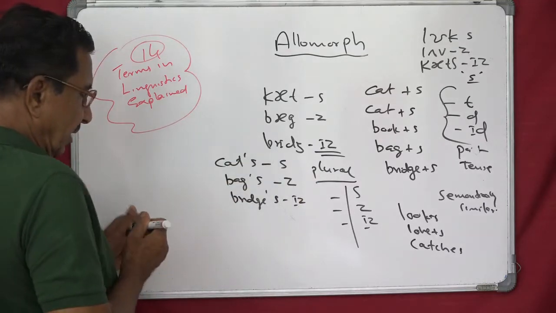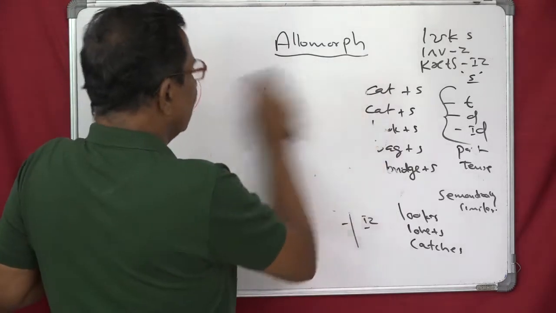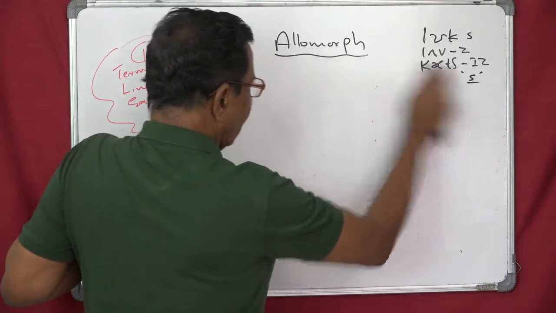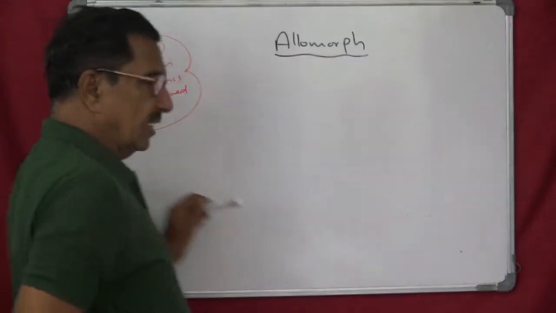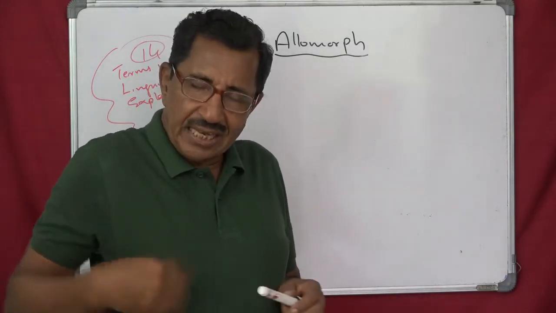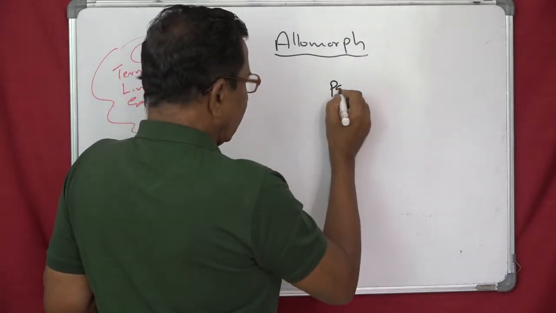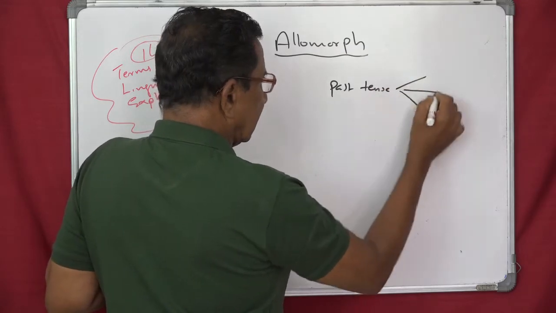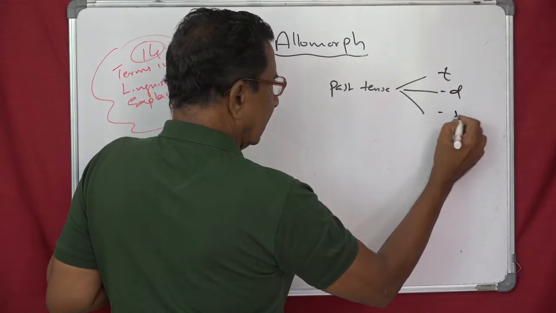I think I will clear the board and then write, otherwise it may be difficult for you to see. Isn't it? Yes. Or you will be confused a little. So you have got in English allomorphs. Allomorph means variety of or variant of morphemes. And there you have got, first, past tense morpheme. Past tense realized in 3 ways.